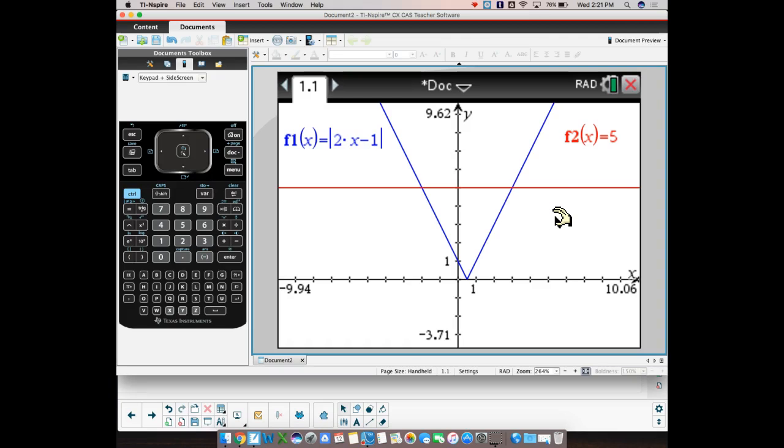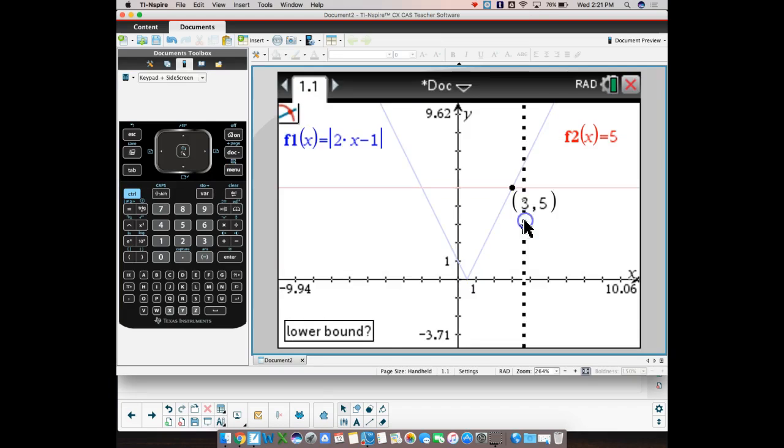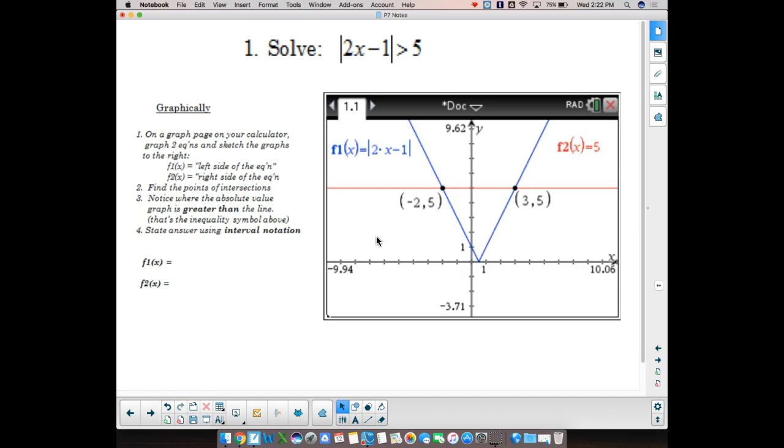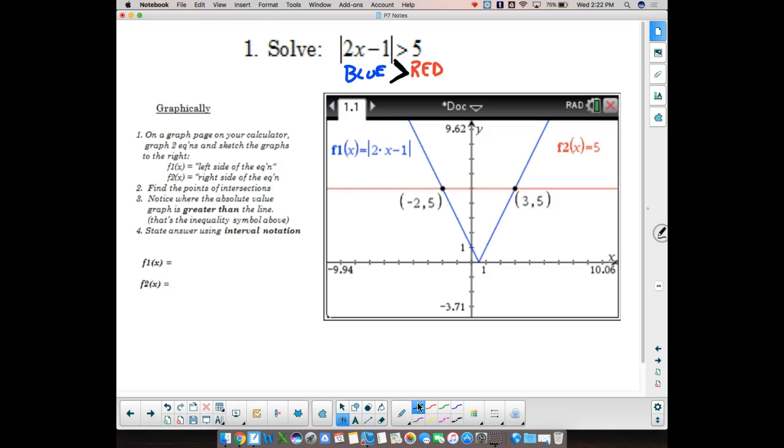Now, clearly they intersect. So I need to find those intersection points. Menu, analyze, intersection. There's 1, menu, analyze, intersection. There's 2. Okay, so there is my graphic representation of this scenario. Okay, so this side over here is blue. This up here is red. I want to know on this graph where blue is bigger than red, where blue has a value that's bigger than red.